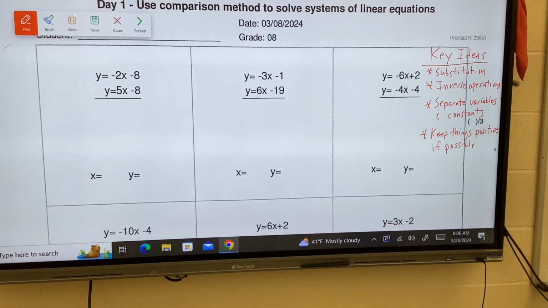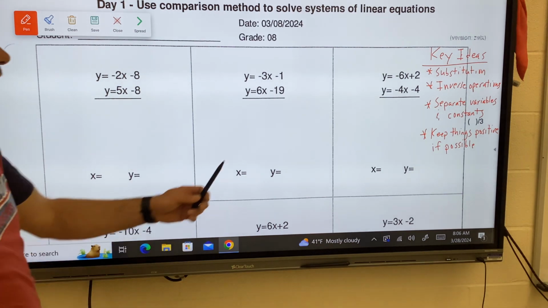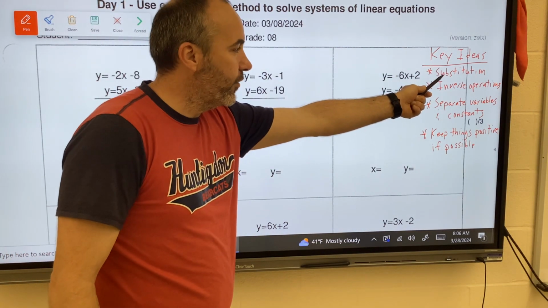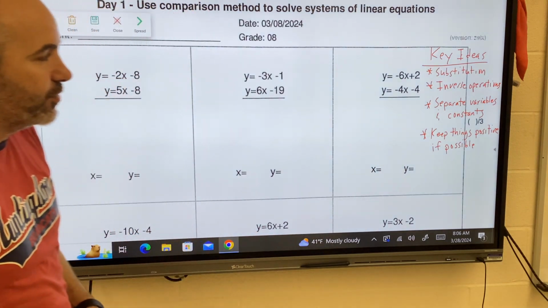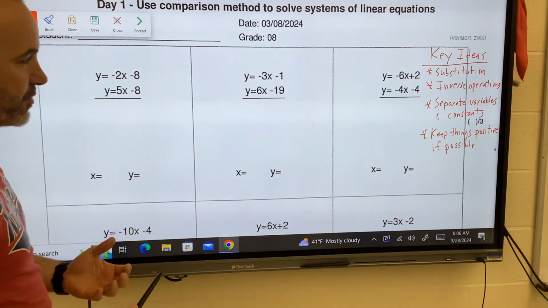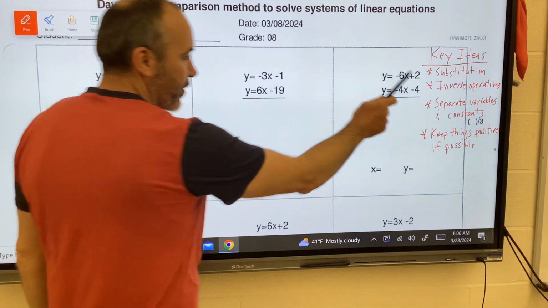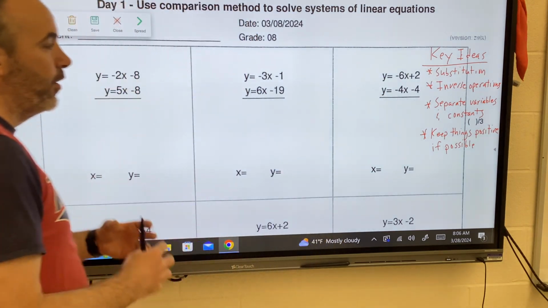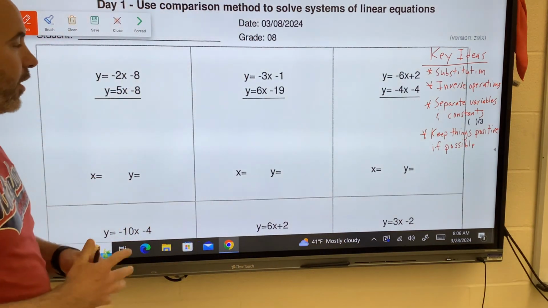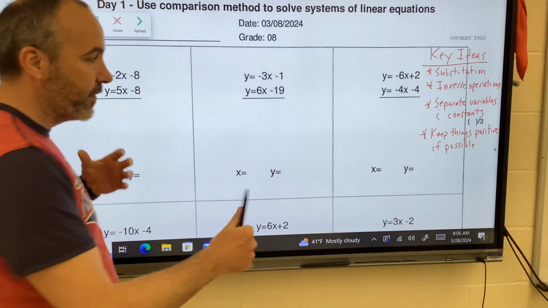So we've got use comparison method to solve systems of linear equations for our last 8th grade spring math topic. Some key ideas here. What we actually call this is solving by substitution. And we'll talk about how we substitute things. There's going to be inverse operations involved. And when we're solving for variables, we're going to have variables on both sides of an equation.